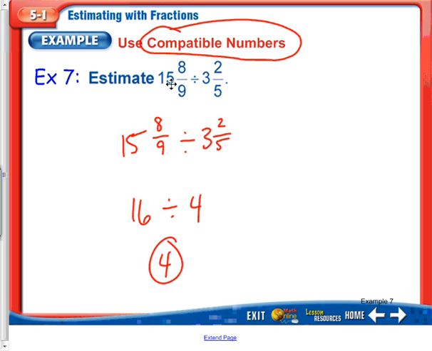So if you're looking at this problem later when we're actually going to solve these kinds of problems, you can just look at this and say, well, 16 divided by 4 is 4, so the answer should be really close to 4, and then you can go ahead and work it out.